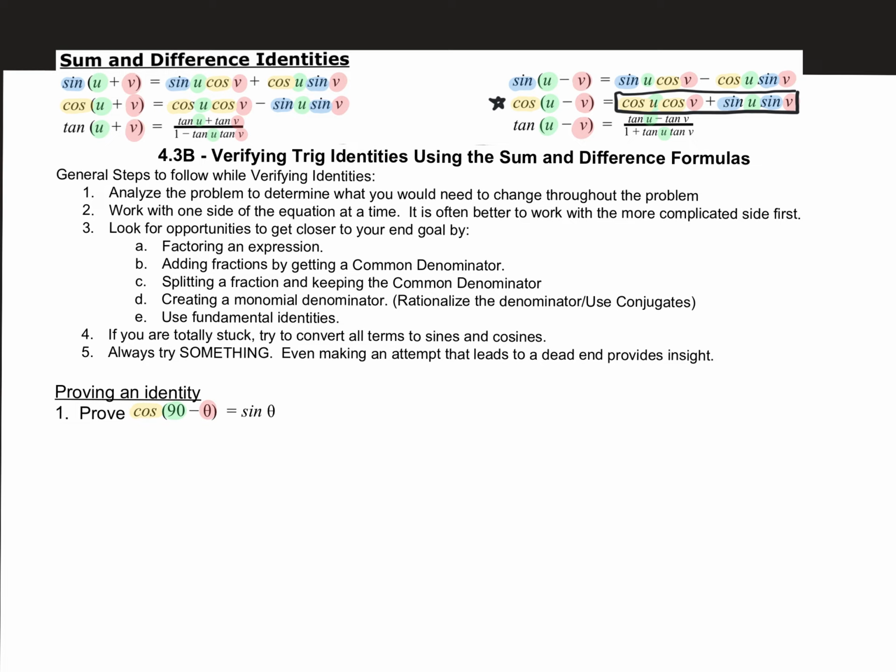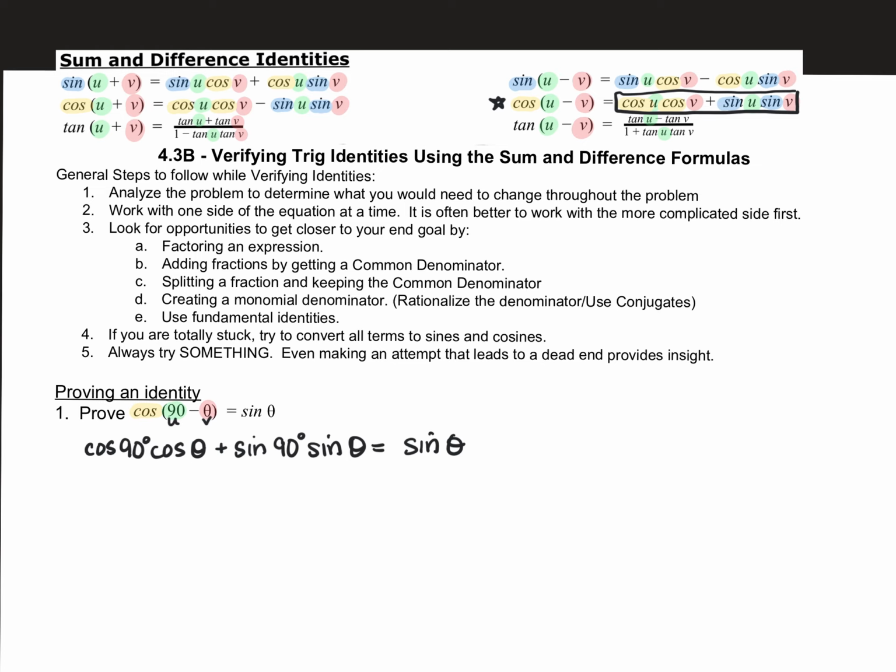So let's rewrite it. Let's think of 90 again as our U and theta as our V. So I'm going to have cosine of U, that's 90, times cosine of V, that's theta, and then plus, using this formula right here, sine of U, that's 90, times sine of V, that's theta. And remember, I'm trying to show that that's equal to sine of theta.